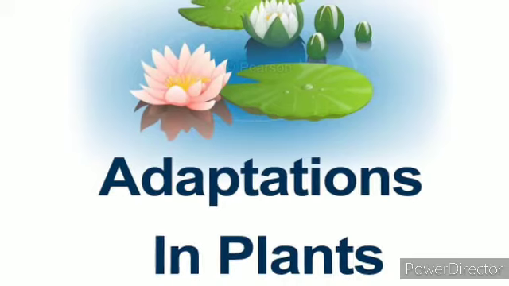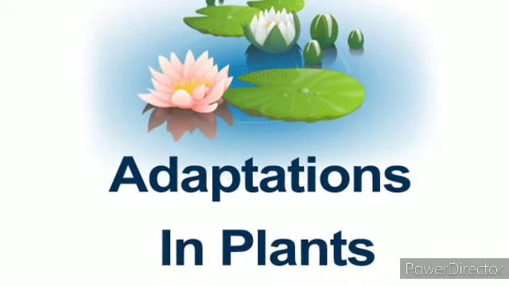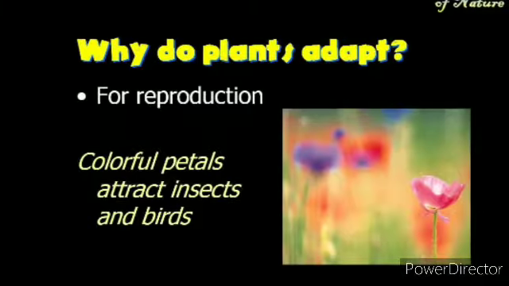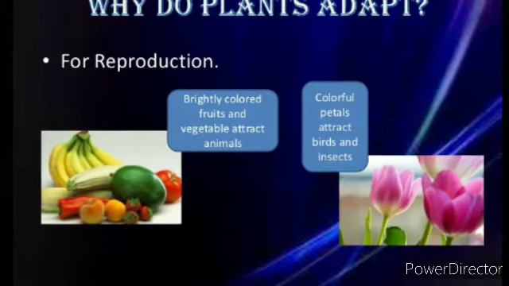Lesson number 5, Adaptations in Plants. Why do plants need to adapt? Because to survive. The natural home of a plant or an animal where they live is called habitat. For example, some places are dry while others receive plenty of rainfall. So, to survive in such different and extreme conditions, plants develop certain special features through adaptations.